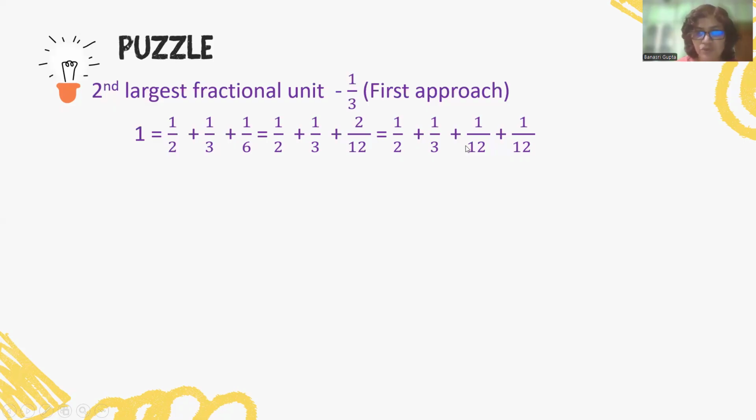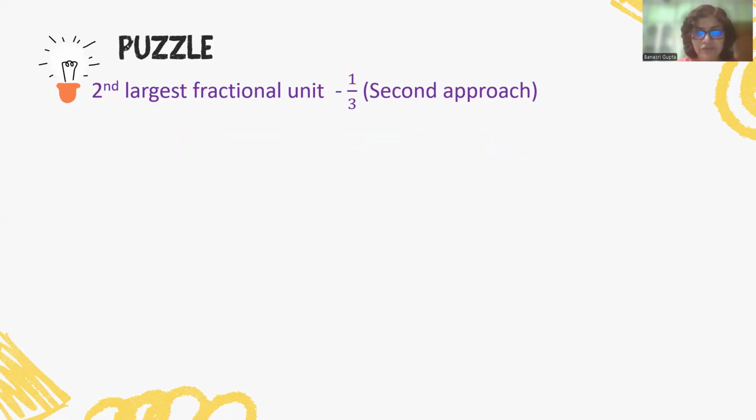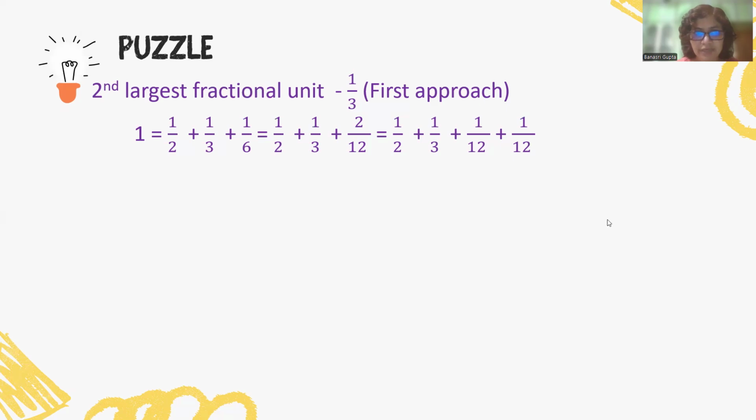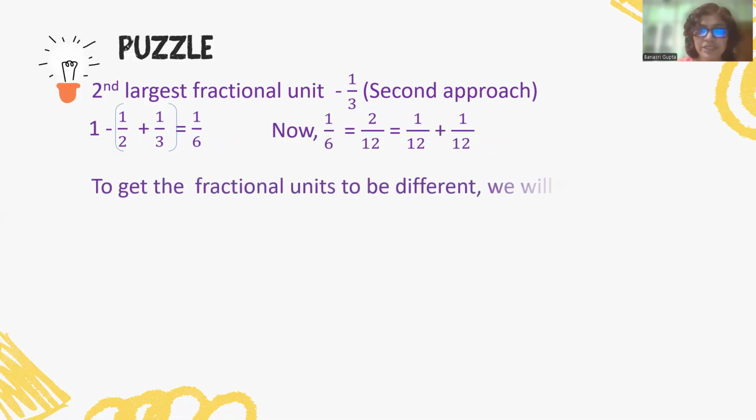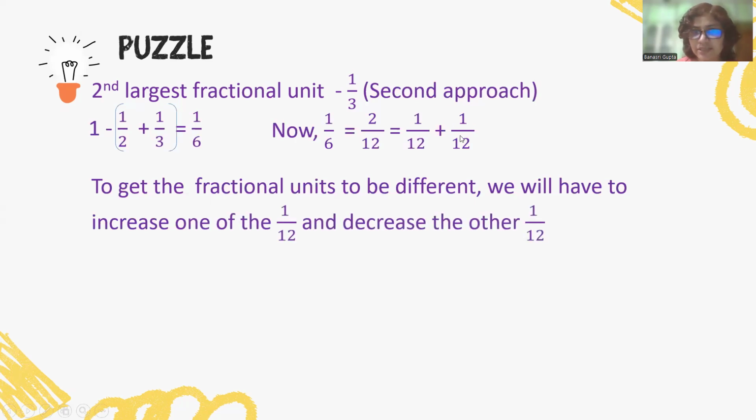So what will we do now? If it is difficult for you to visualize this, then we can approach it in a different way. Because the two fractions are fixed, half plus 1/3, we can subtract it from 1. We will get 1/6. This 1/6 needs to be broken into two fractional units. So we can write it as 2/12, and then 1/12 plus 1/12. Now to get the fractional units to be different, we will have to increase one 1/12 and decrease the other 1/12.